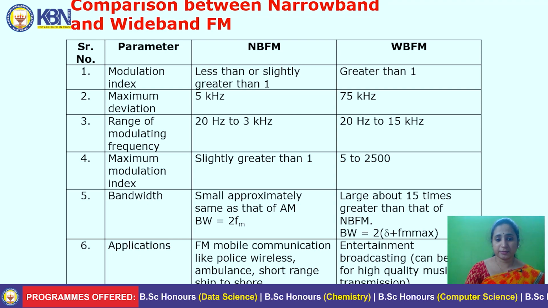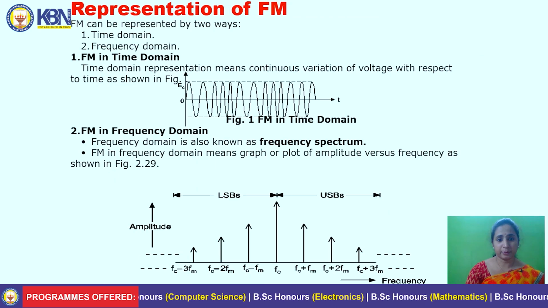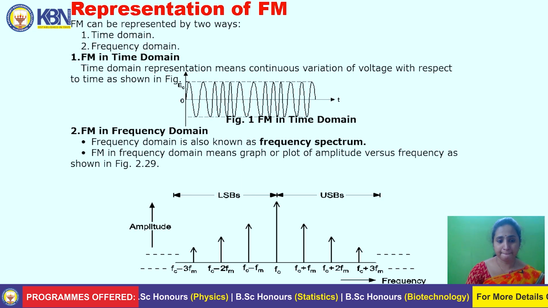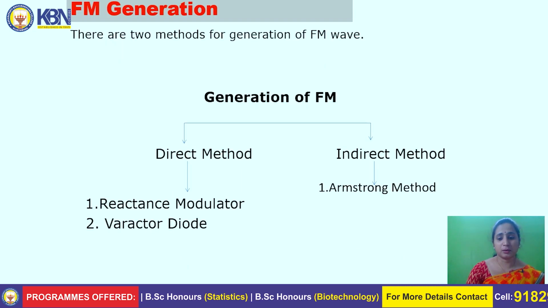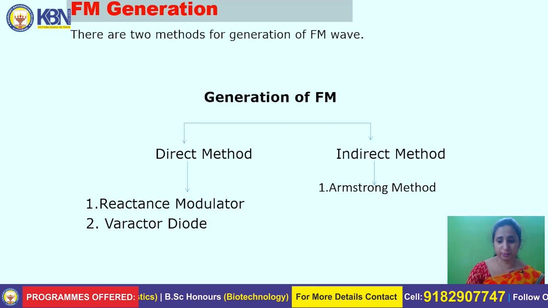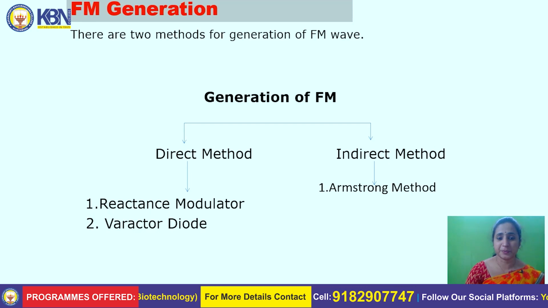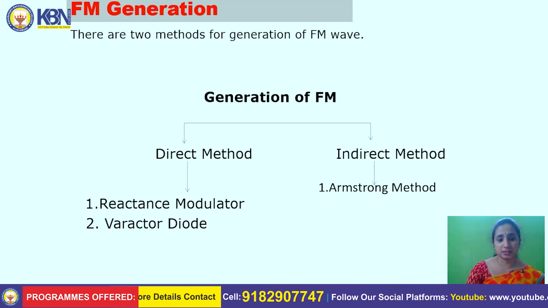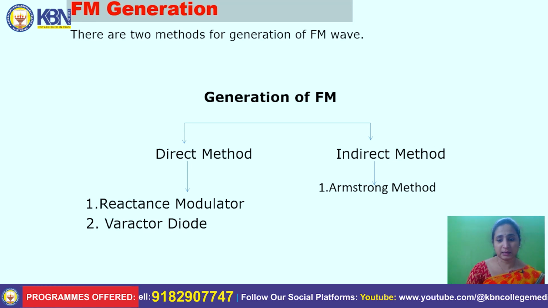Now the representation of frequency modulation. Here we see the graph of frequency modulation. Next, the generation of frequency modulation. There are two methods: the direct method and the indirect method. The direct method has two categories: the reactance modulator and the varactor diode modulator. In the indirect method we have the Armstrong method.